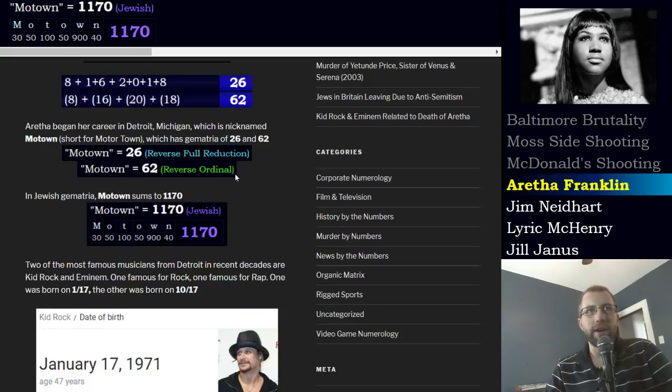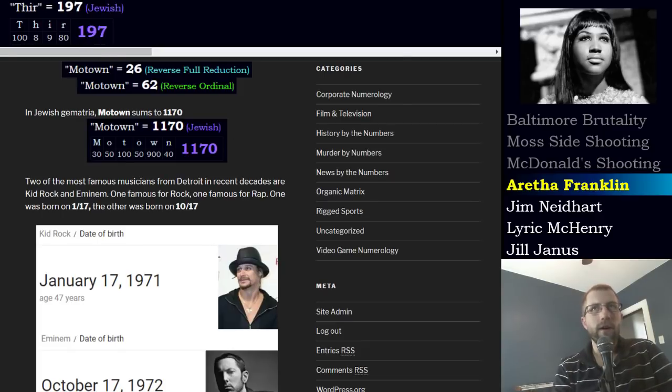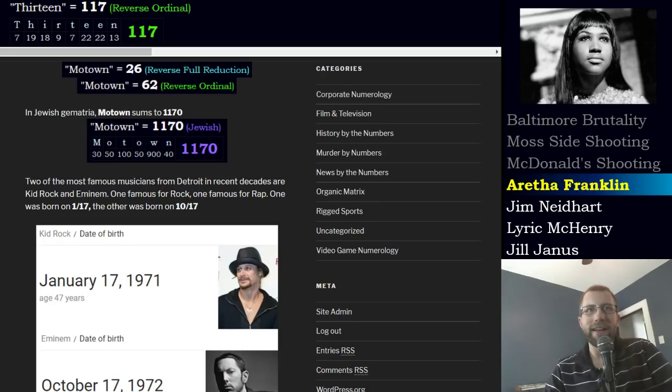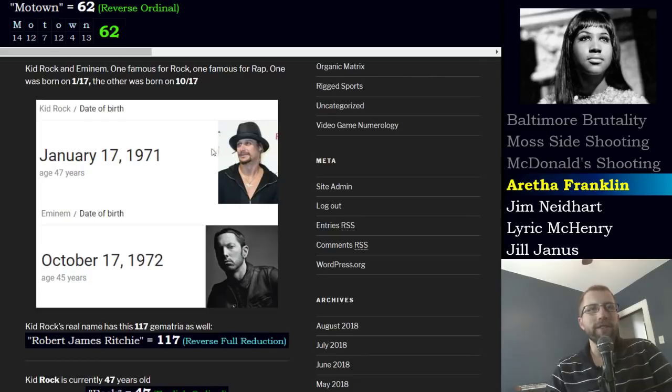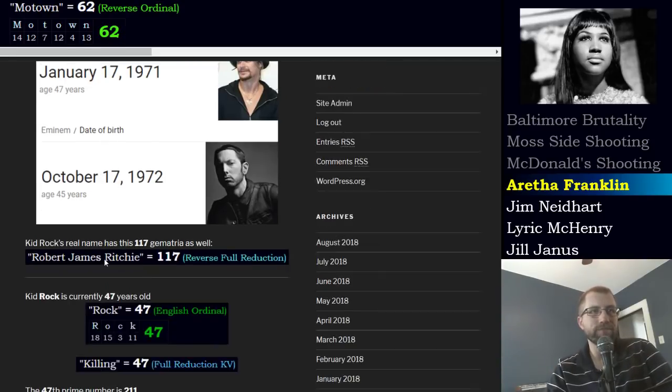Now in Jewish gematria, Motown equals 1,170. And, you know, our main ritual code 13 has this gematria of 117, so this is a significant number already. We'll look at these two guys. You got a famous rock star from Detroit and then a famous rap artist from Detroit. One of them was born on 1/17, January 17th. The other was born on October 17th, 1017. So both of these guys have 117 coded into their birthdays.